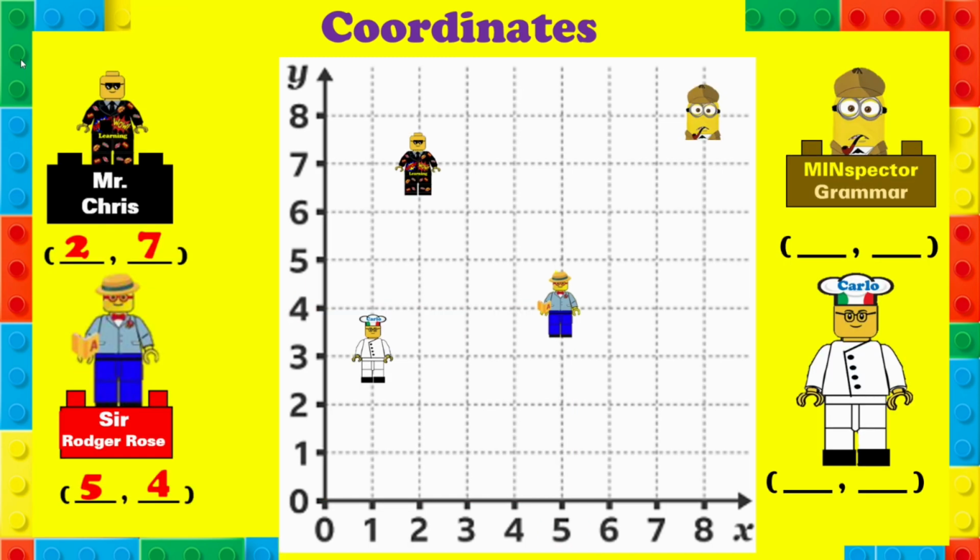Right, so there are the coordinates so far. We have Mr. Chris is 2, 7. We have Sir Roger Rose at 5, 4. We've got Min Spectrogramma now, and we've got Carlo.